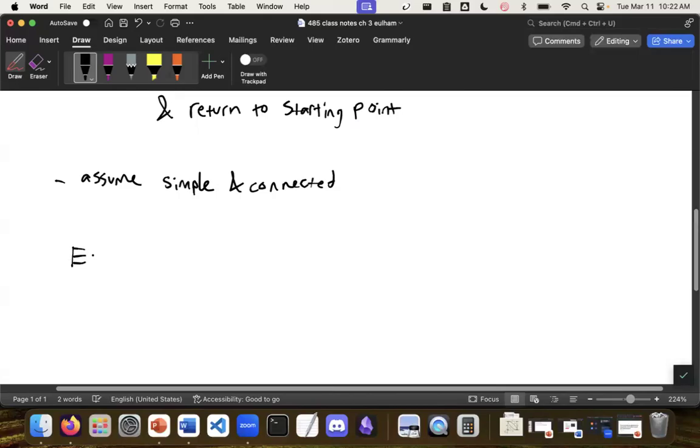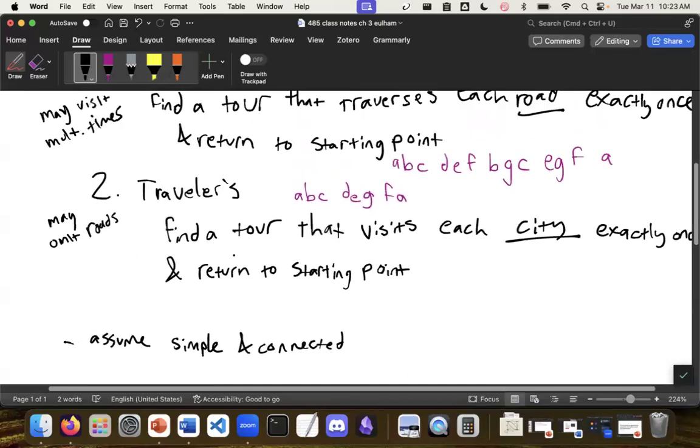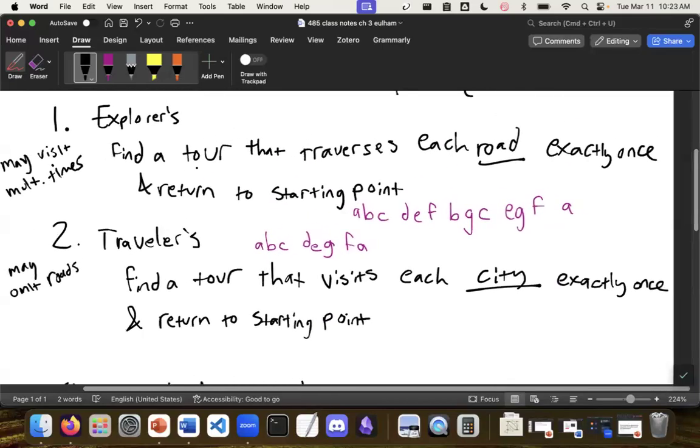So the explorer's goal is to, writing it in terms of the words that we know, we're finding a tour, but what could we call this tour? Or what could we call the tour for the traveler? Yeah, cycle. So for travelers, we're looking for a cycle.